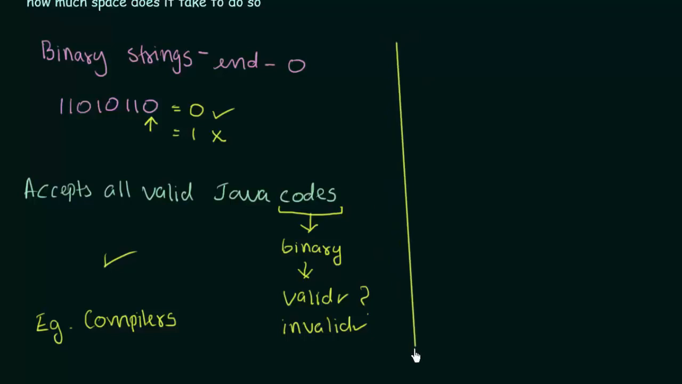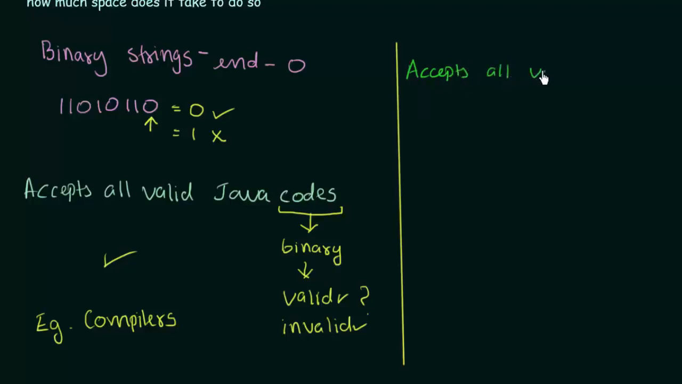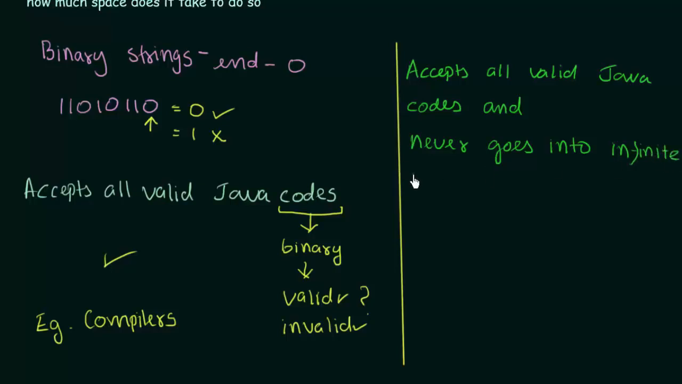Okay, so I hope that was clear. Now let's take another example. In this example I want to design another system that accepts all valid Java codes and never goes into an infinite loop. I assume you know the meaning of infinite loop.